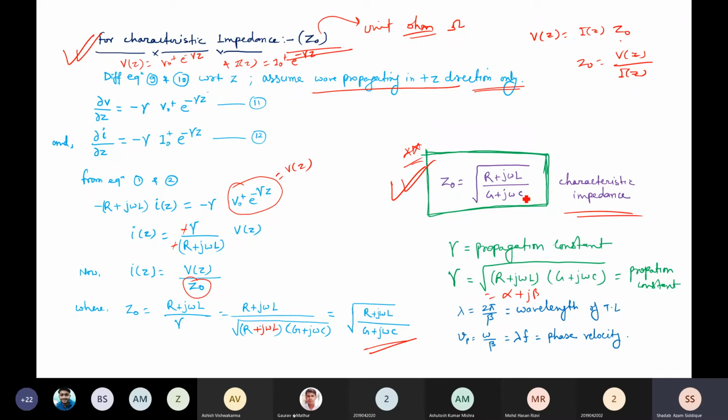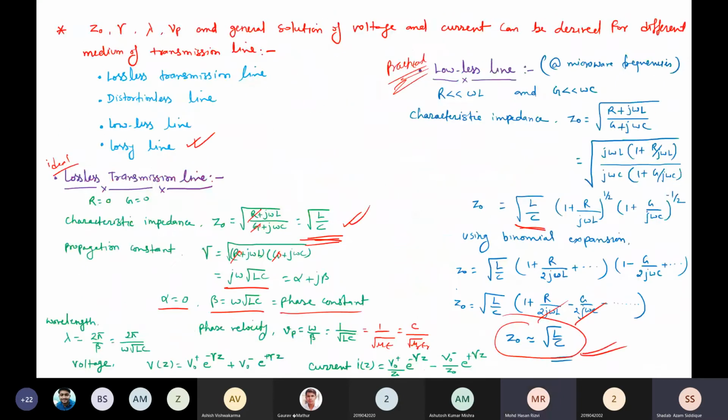For the different conditions, we found the characteristic impedance, propagation constant, wavelength, and phase velocity. Then we have a general solution of voltage and current. We found these for different types of transmission line: lossless, distortionless, low-loss, and lossy lines. The lossy line we have already discussed, so no need to go through it again, but we can apply the conditions for the lossless, distortionless, and low-loss lines.